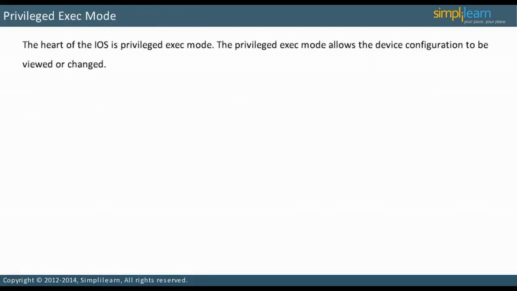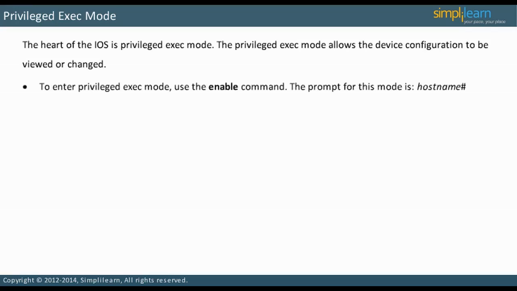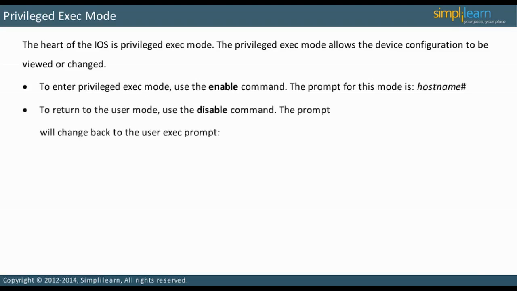The heart of the IOS is privileged exec mode. The privileged exec mode allows the device configuration to be viewed or changed. Use the enable command to enter privileged exec mode. The prompt for privileged exec mode is the hostname followed by a pound sign. Enter the disable command to return to user mode. The prompt will change back to the user exec prompt as shown in the slide.